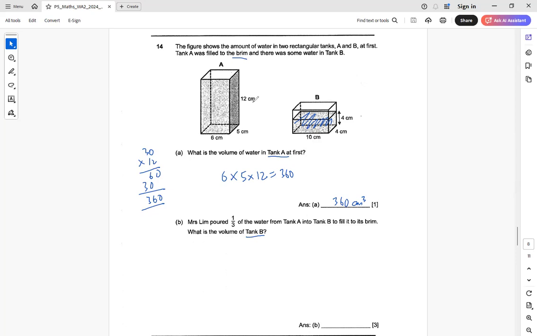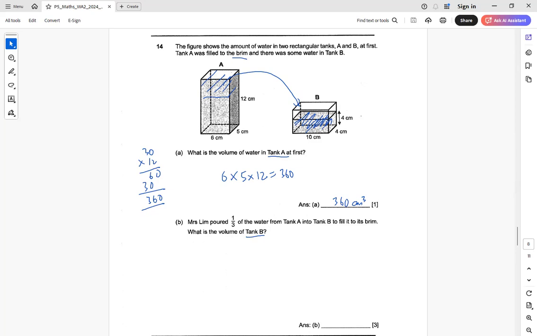Okay, then we just need to pour 1/3 of the water in tank A into this. Okay, 1/3, which is somewhere here. We are able to fill it to the brim. So in order to find the volume of tank B, I just need to find this volume here, which is the 1/3 of A, and whatever the water which is already in B, add them together.